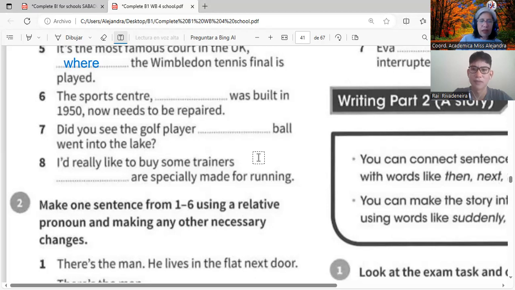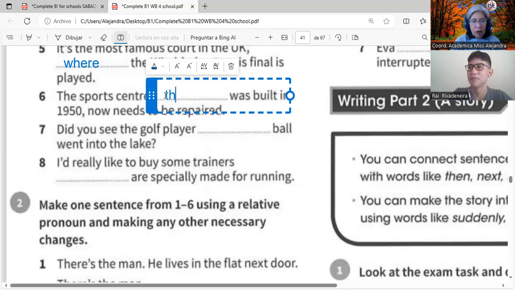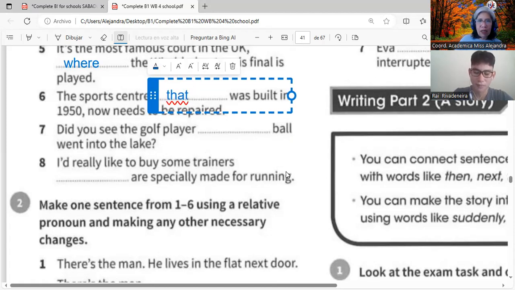I'm talking not about the place, but about the sports center itself. El centro deportivo que se construyó, no dónde se construyó, no cuándo se construyó. Okay, the sports center that was built, or which was built.